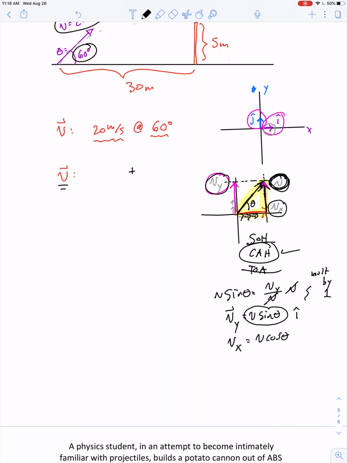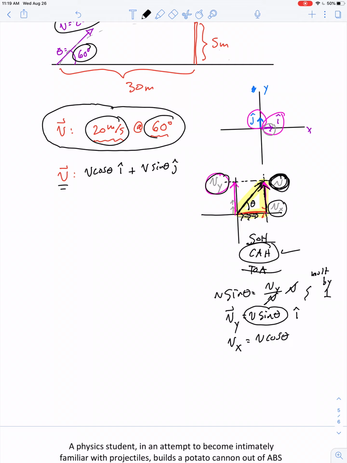So the overall vector is V cosine theta multiplied by i hat, and then in the same way combined with V sine theta multiplied by j hat. So one way to represent velocity as a vector is to give magnitude and angle. The other way is in what we call the unit vector notation, which is this second approach.